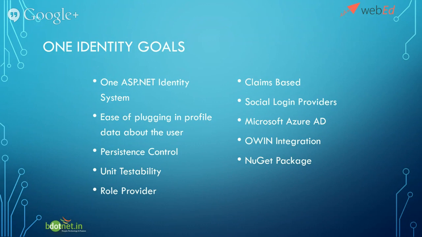Another interesting thing is everything is available as NuGet. I can start pulling in the One Identity bits using a NuGet package into any existing application. Yes, of course, there are changes that you would have to make, but I can just go in and say NuGet install-package Microsoft.AspNet.Identity, and there you go. I get the identity system coming into my application. So these were the goals for the identity system.